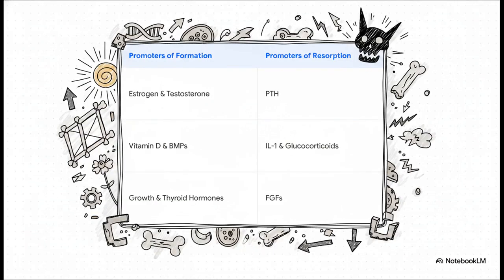Zooming out slightly from those localized cells, we've got an absolute alphabet soup of systemic regulators that tip the balance either toward building or demolishing. Looking at the promoters of formation, our bodies heavily rely on things like estrogen, testosterone, vitamin D, and bone morphogenetic proteins, or BMPs. Growth and thyroid hormones also play a huge role here in maintaining chondrocyte stages during our growing years. Conversely, to unleash the demolition crews via resorption, the body utilizes parathyroid hormone, interleukin-1, and glucocorticoids.